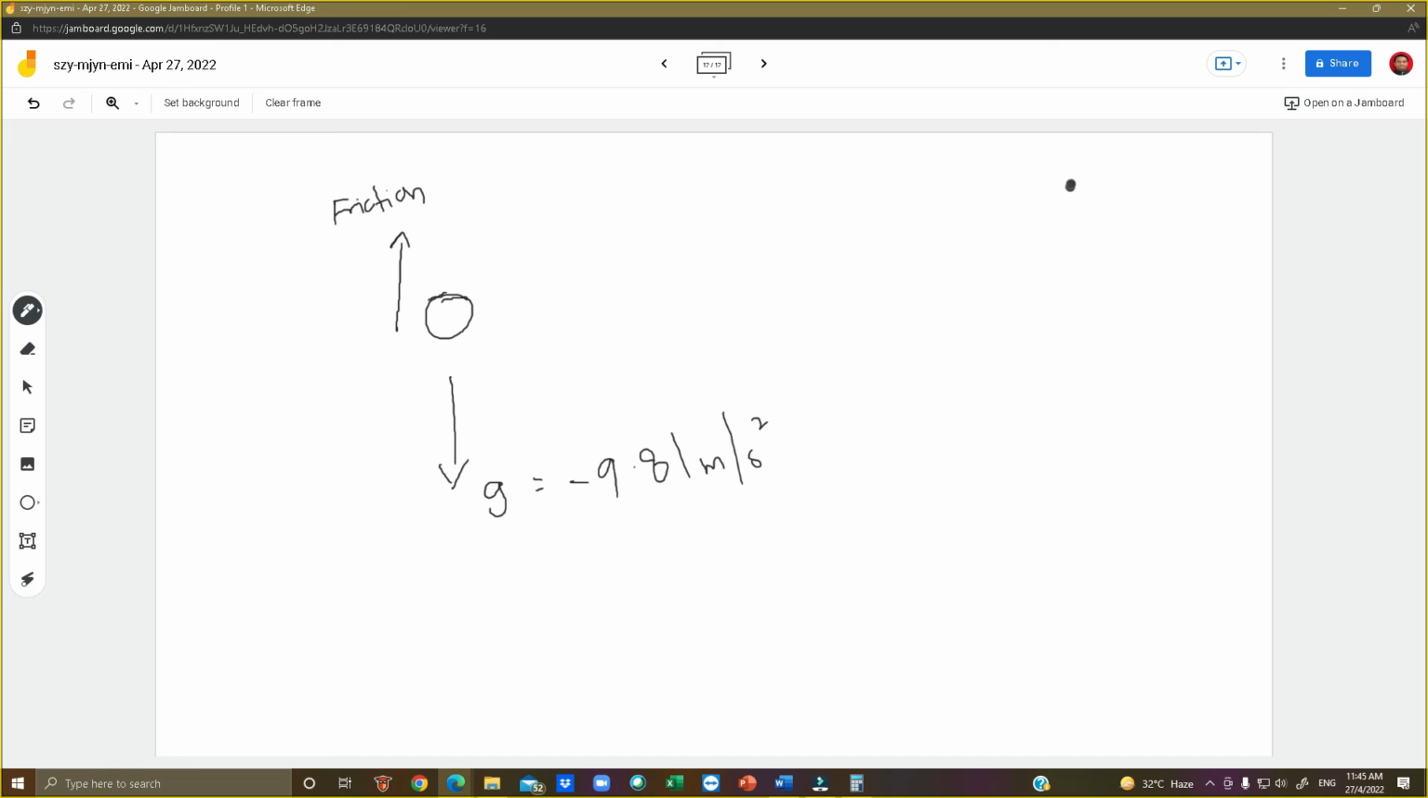Terminal velocity is something like this. Okay, let me share the concept. If you jump from a very high building, you will have acceleration, right? You will speed up, right?